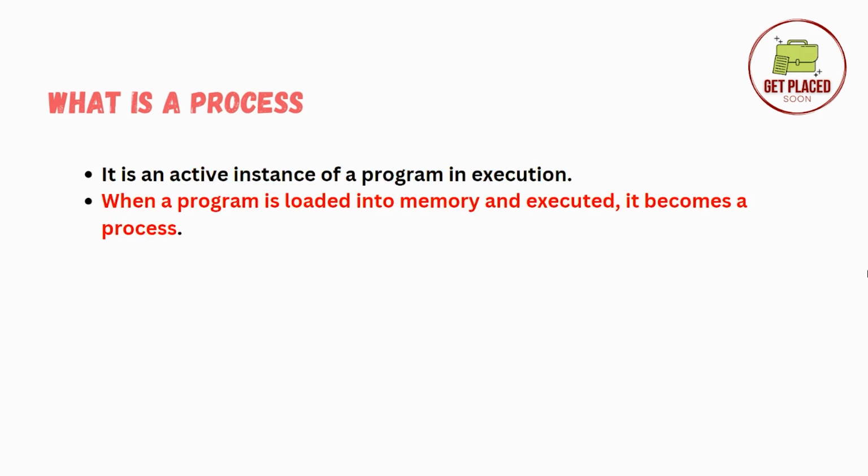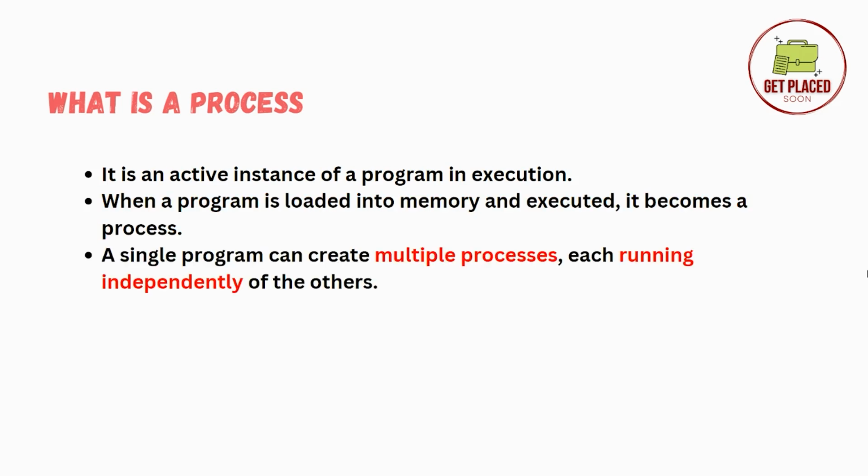Moving ahead, when a program is loaded into memory and executed, so when you write and save the file and it is executed, it becomes a process. Now you might have understood what a process is. Now moving ahead, a single program can create multiple processes, each running independently of the others. Now let's look at this. You write a code, it is one program, one code, one program. Now you can create multiple processes of a single program.